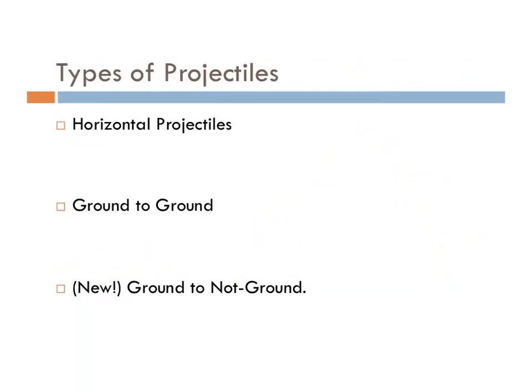Last year we talked about two different types of projectiles, horizontal projectiles and ground-to-ground projectiles. So an example of a horizontal projectile would be a ball rolling off a table. The path would look like this. Ground-to-ground projectiles were examples of a kicker kicking a football off the ground, and they had a path like this.